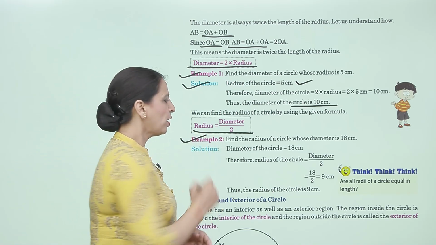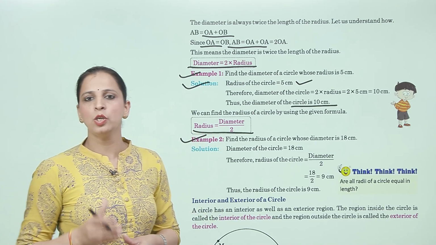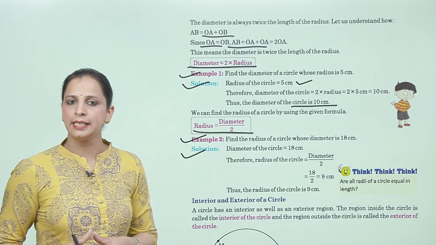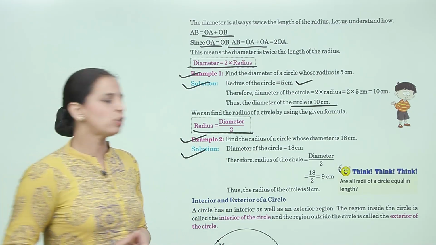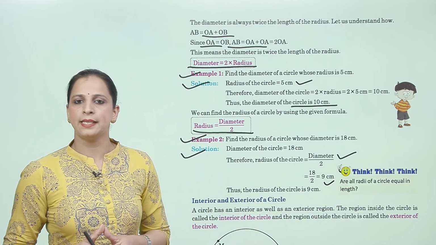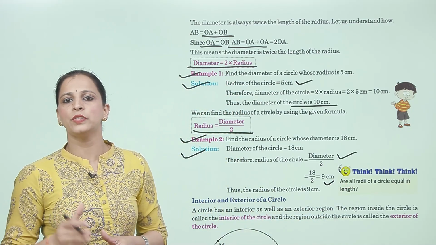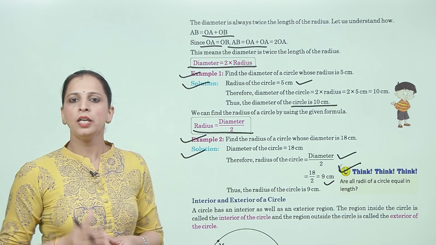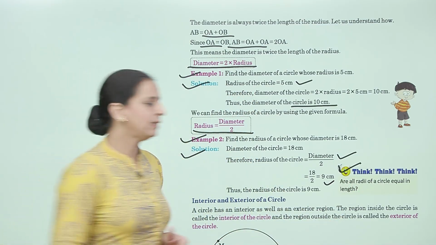Now, example 2. Find the radius of a circle whose diameter is 18 cm. Solution. Diameter of the circle is 18 cm. Therefore, the radius of the circle is diameter divided by 2. 18 divided by 2 is 9 cm. Thus, the radius of the circle is 9 cm. Now, think. Are all radii of a circle equal in length? Yes.